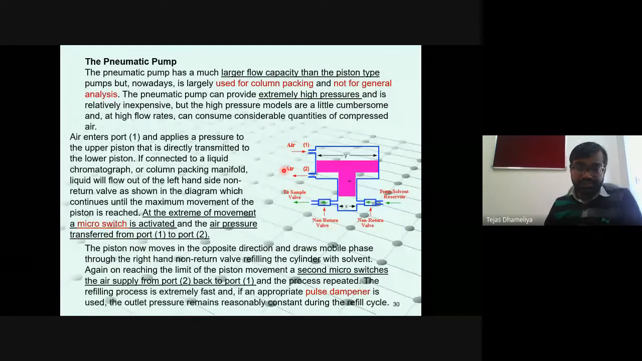Now how does this pump work? The bottom portion of the piston controls the pumping of the solvent from the solvent reservoirs. Here is where the solvent reservoirs are, from the bottles of solvents, from where the solvent will generally be coming. And these valves are called non-return valves. Non-return valves means something can go towards one side, but it cannot come back.